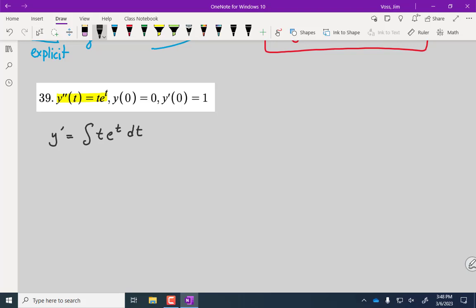So the first thing, recognize that you have a product. And whenever we have a product, if u-substitution doesn't work, then probably integration by parts. We want to let u, in this case, be t, so that when we take its derivative, it gets simpler. And dv is going to be e to the t dt. So the derivative on the left here, du equals dt.